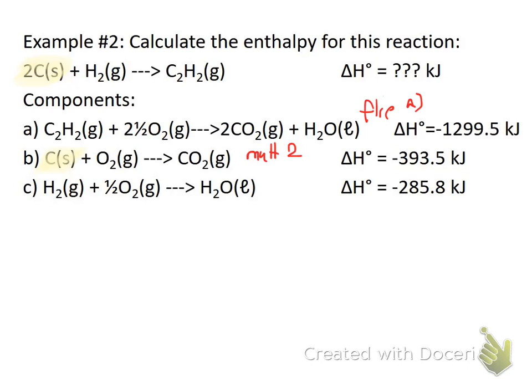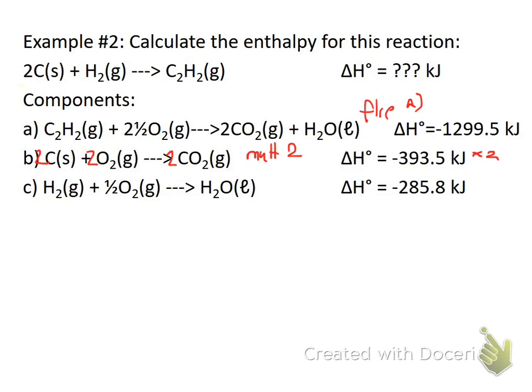So when I do a multiplication by 2, I actually go ahead and just apply it to the equation. I basically double all the coefficients to everything in the whole equation. So instead of 1 C here, I'm just going to change it to 2 C's, 2 O2s, and 2 CO2s. Any number that is in front essentially gets doubled. What happens to the delta H then? We multiply the delta H by 2 as well.